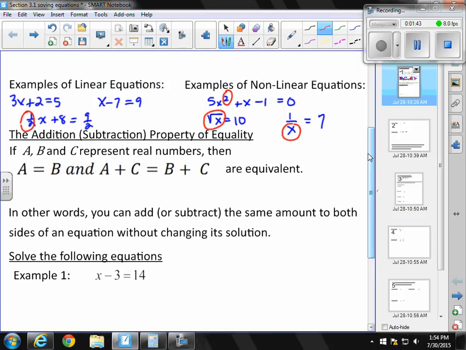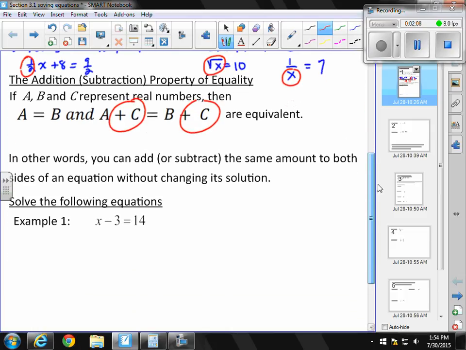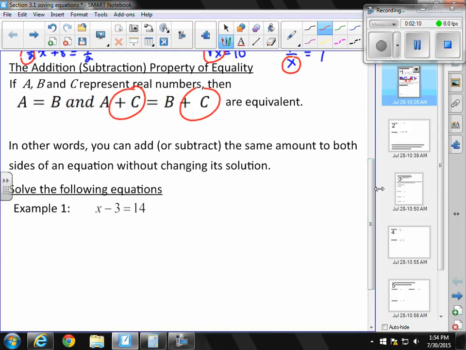If a, b, and c represent real numbers, then a equals b and a plus c equals b plus c are equivalent. In other words, you can add or subtract the same amount to both sides of an equation without changing its solution. In the definition here, we've added c to both sides of the equation. When we talk about the sides of an equation, we talk about the things on either side of the equal sign. That's what divides the equation into the left-hand side and the right-hand side.